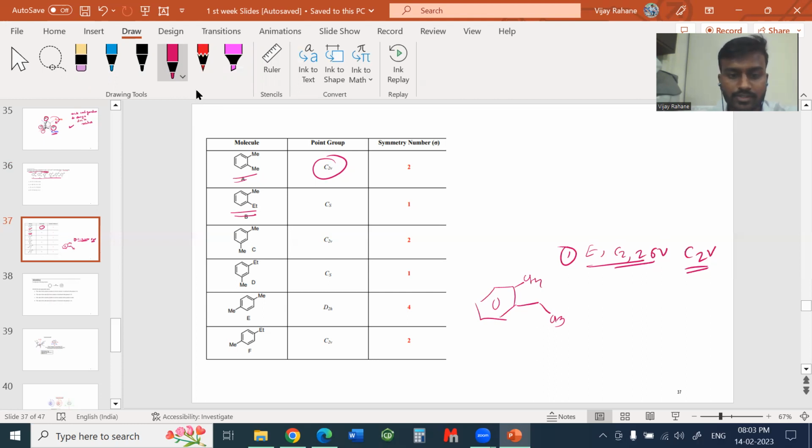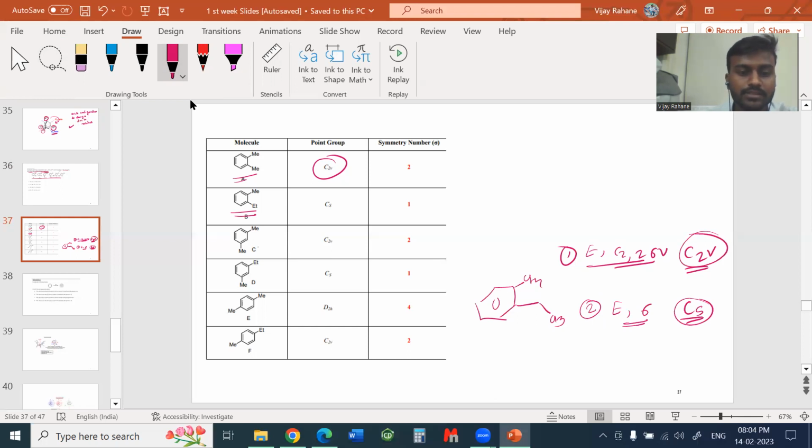It doesn't have any kind of C2 because it's unsymmetrical, and it is not having any inversion center or any axis. But you can imagine here there is one plane, that is a sigma V plane, which is possible. So this molecule is having only identity, and one sigma plane is possible. So this molecule belongs to the CS point group since it's having only a sigma plane.